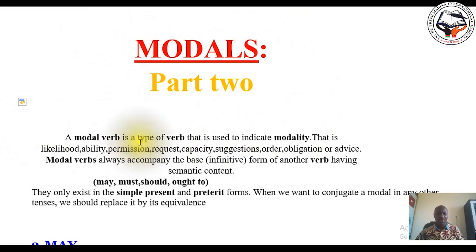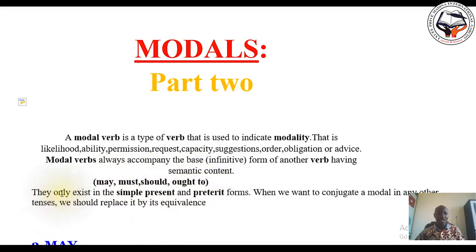A modal, we have defined what a modal verb was. We say that a modal verb is a type of verb that is used to indicate a modality, like ability, permission, request, capacity, suggestion, obligation or advice. Modal verbs always accompany the base infinitive form of another verb having semantic content. Today we'll see may, must, should, ought to, and so on.